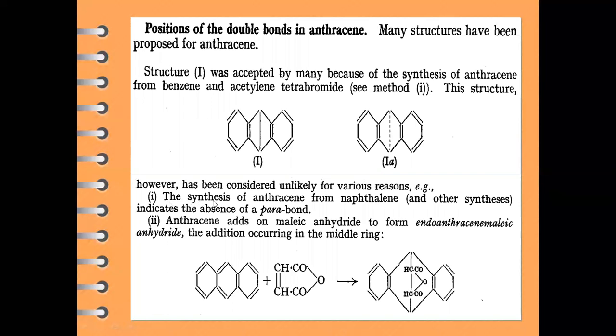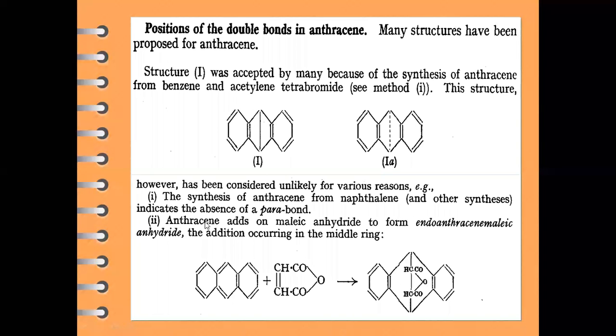Number 1 reason: the synthesis of anthracene from naphthalene and other synthetic methods indicates absence of double bond at this position. 5 methods we have used for the synthesis of anthracene up till now. All those methods confirm that there is absence of double bond at this position. That means this structure is confirmed.